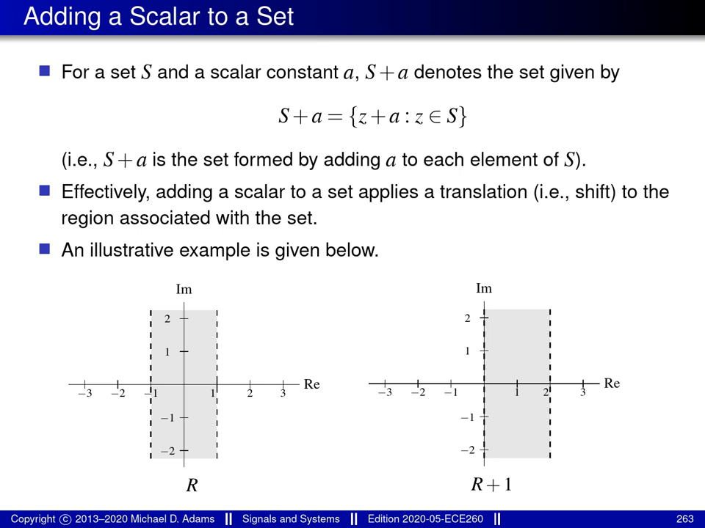For the set R shown in the figure on the left, the set R plus 1 is the set shown in the figure on the right. Observe that the set R plus 1 is essentially the set R shifted rightward by 1.